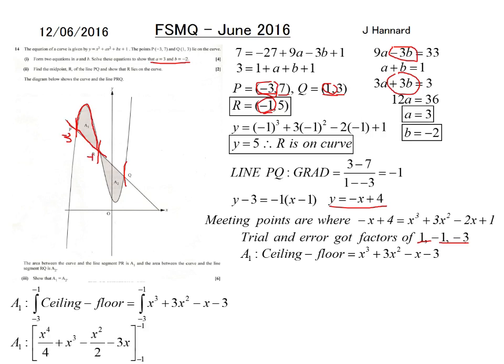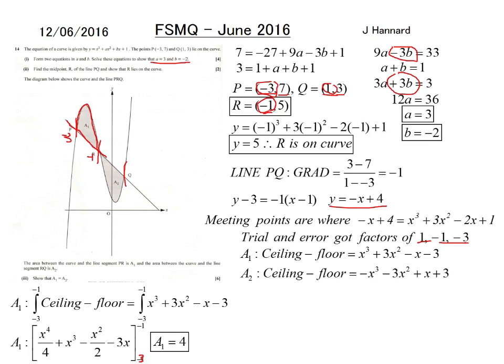Add 1 to the power, divide by the new power, and you end up with that. That should be a -3 down there. Put your -1 through, put your -3 through, take them off each other. A1 is 4. Now then, you do exactly the same with A2.